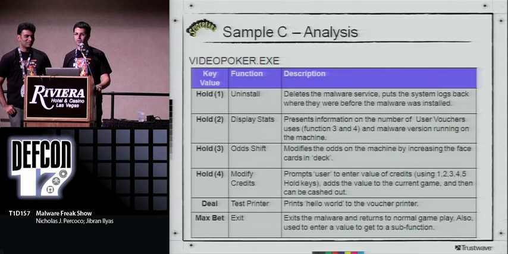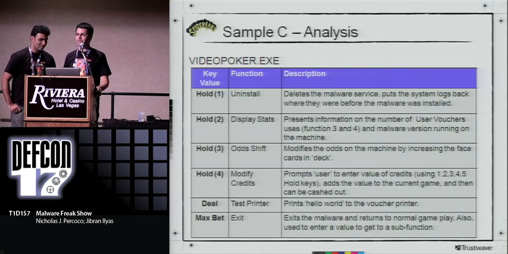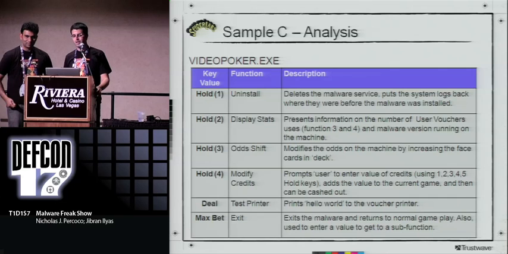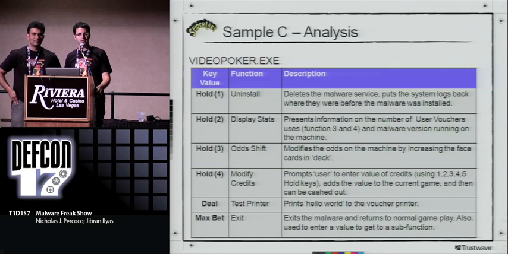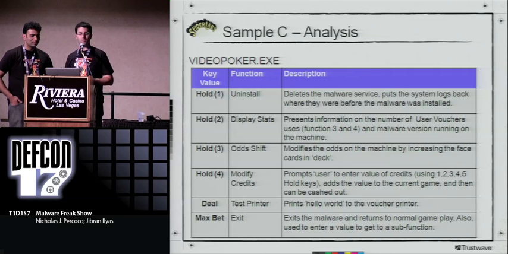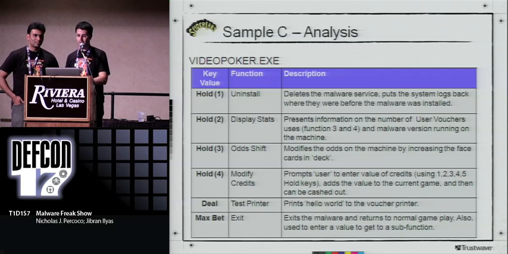So, the functions we put into this demo: your keyboard input is very limited. You walk up to a video poker machine, you have the hold keys, your deal, your max bet, and some various other keys, but you don't have a full keyboard. So you have to really make use of those if you're going to write malware for this. In the examples here, if you authenticate with the video poker machine and hit the hold 1 button, it uninstalls the malware, so you can wipe the tracks that it's been running there. Hit number 2, it displays stats on the system. It tells you how many uses have taken place with this malware, and various other things.